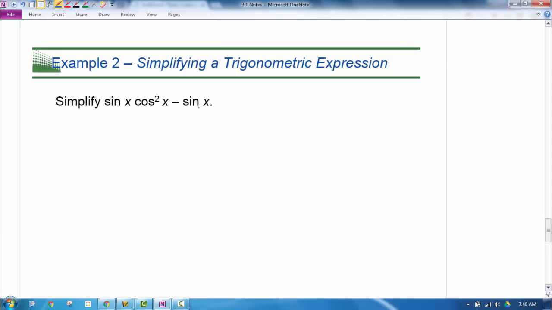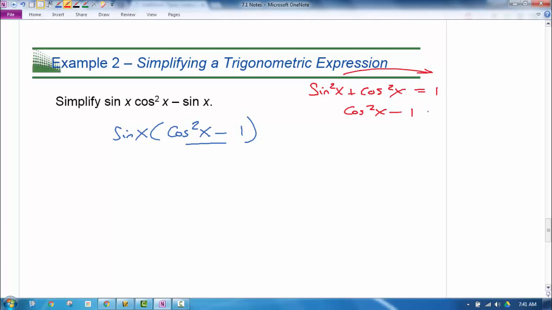Okay, the next one wants us to simplify a trig expression. So to simplify these, we're going to do things like factor. So if we factor out a sine of x, we get cosine squared of x minus 1. And then we can actually look at the Pythagorean identities that we gave. One of the Pythagorean identities that I just gave you was the sine squared of x plus the cosine squared of x equals 1. And so if I subtract 1 from both sides, and then move the sine squared over to the right as well, I get negative sine squared of x equals cosine squared of x minus 1.